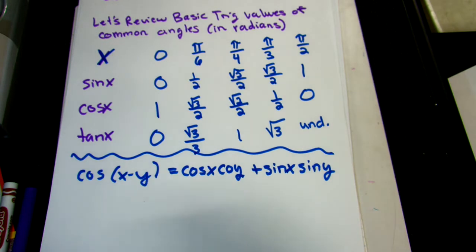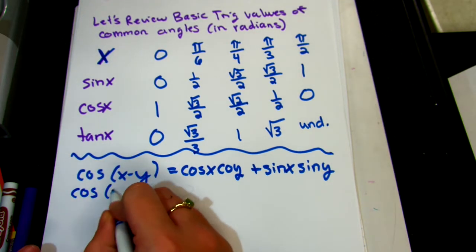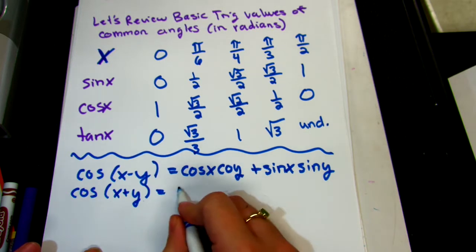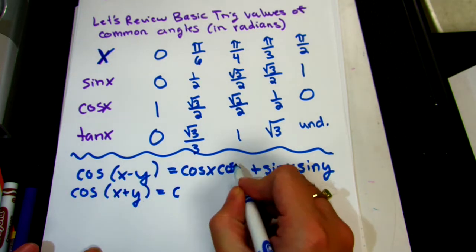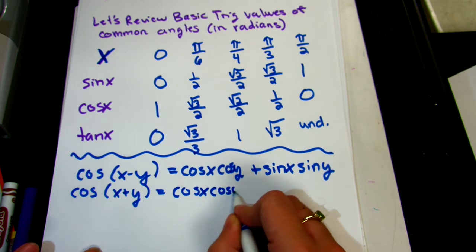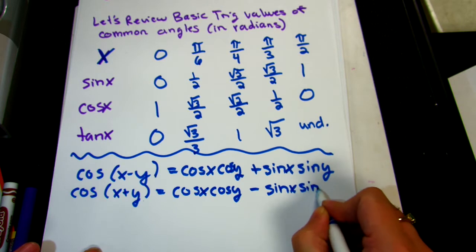So there's cosine of x minus y. And then we have cosine of x plus y, and that one looks a little different. You've got, oh, I forgot the s right there. You've got cosine x times cosine y minus sine x times sine y.